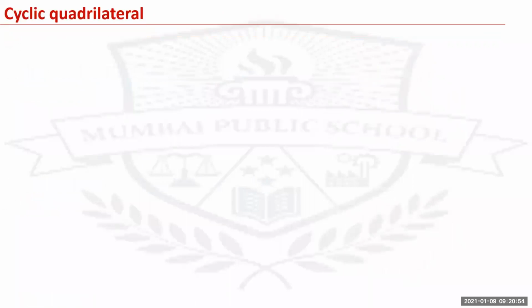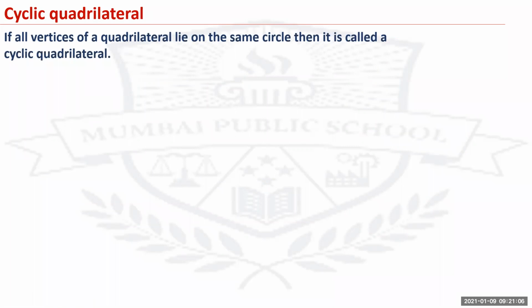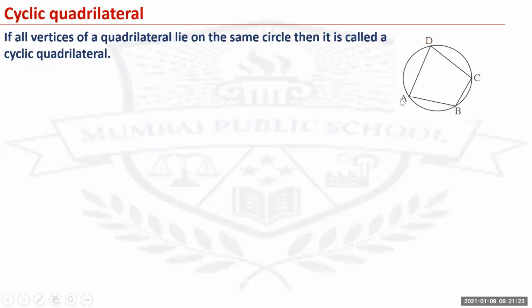Now, the most important theorem, the cyclic quadrilateral. This theorem will come in your examinations. To understand the proof of this: if the vertices of a quadrilateral lie on the same circle, then it is called a cyclic quadrilateral. This is the figure: vertex A, vertex B, vertex C, vertex D are lying on the same circle.